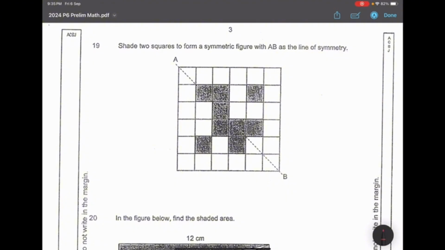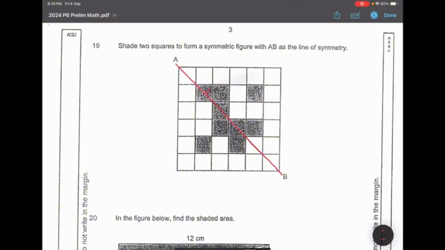What I like to do is to highlight the line of symmetry. When I do that, it makes things clearer for me. I always want to branch out from this line of symmetry in a perpendicular line. I'm not going to go sideways like that. I want to go perpendicular, at 90 degrees from the line of symmetry.